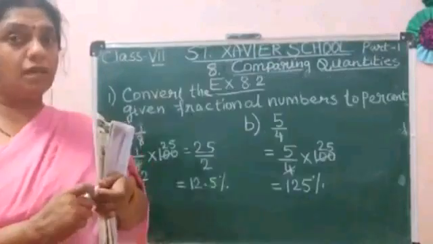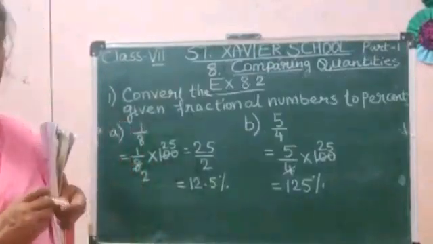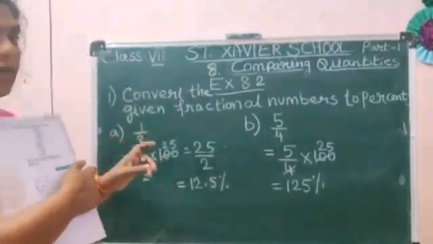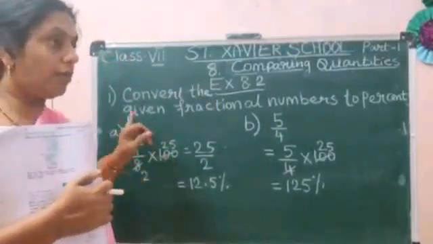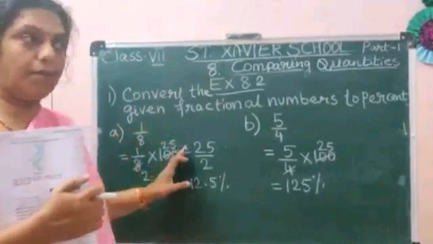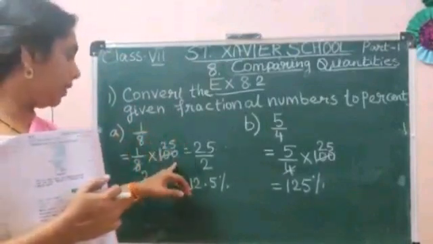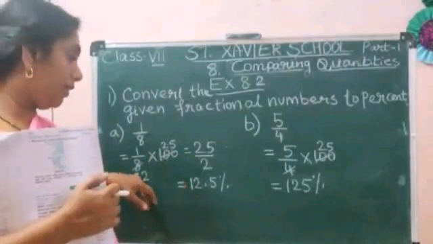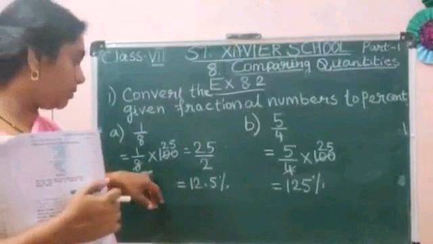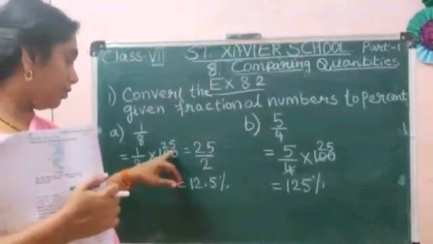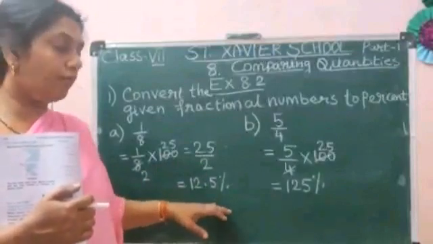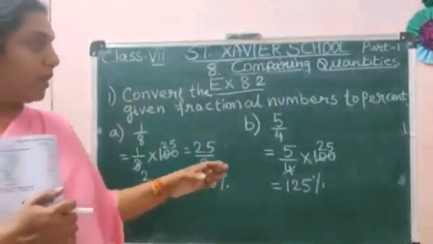Now exercise 8.2. The first question is to convert the given fractions into percent. The fraction given is 1 by 8. To convert into a percentage, you have to multiply by 100. So 1 by 8 multiplied by 100. You can simplify 8 and 100. 4 twos are 8, and it will be 25. So 25 by 2. When you divide 25 by 2, you will get 12.5. That is the percentage.